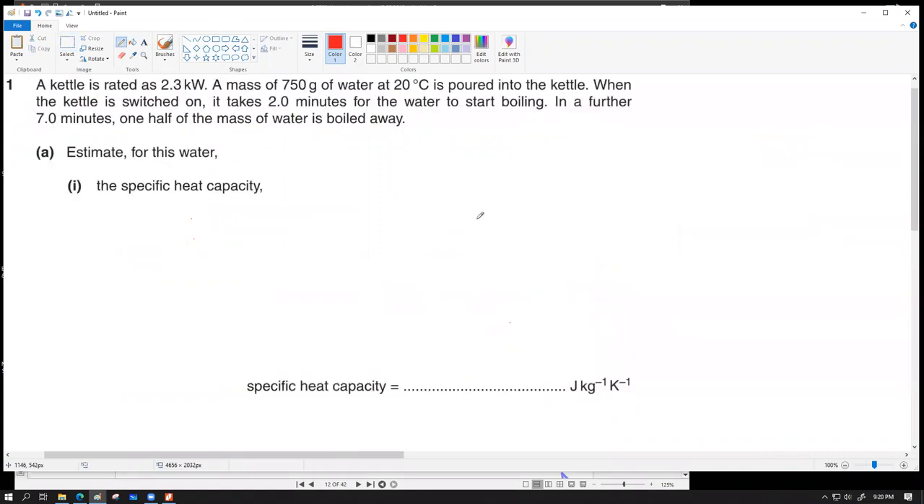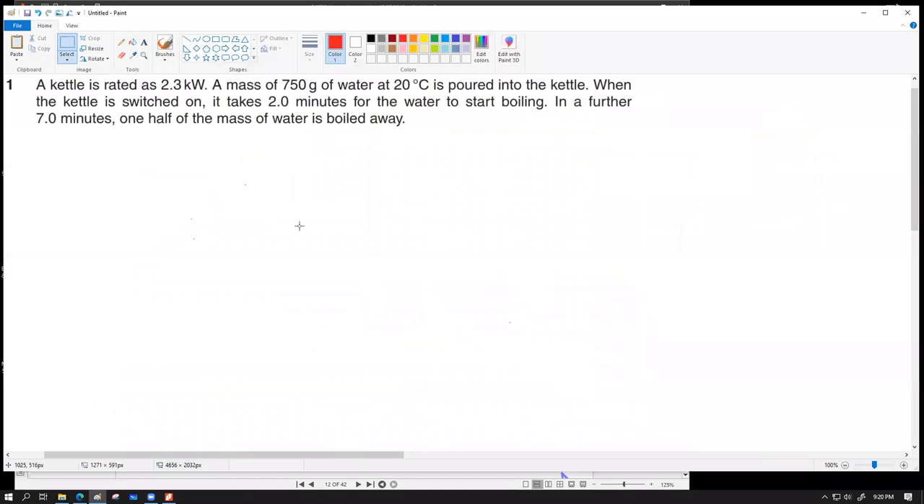So if I'm trying to calculate the latent heat, forget about this question. My equation for the latent heat calculation is Q equals M into LV. In this case, Q is going to be power into 7 minutes. M would be 0.750 divided by 2, this many kgs, and LV is your unknown.